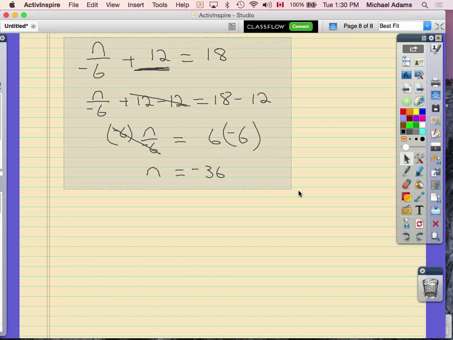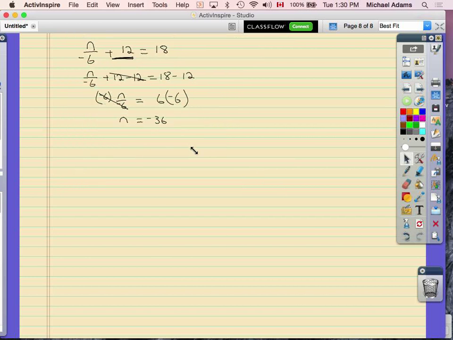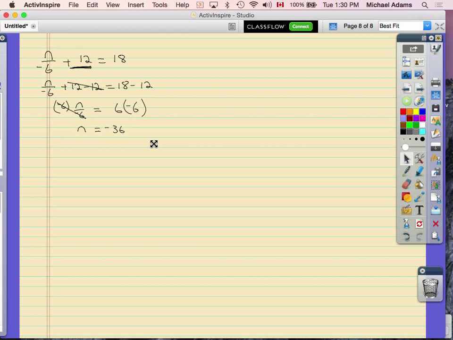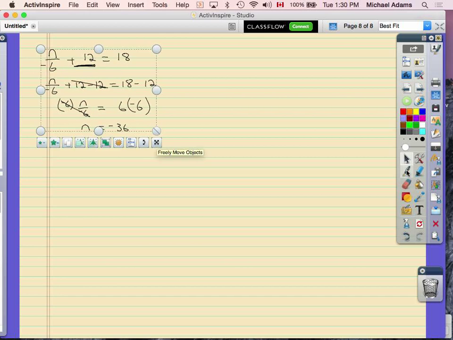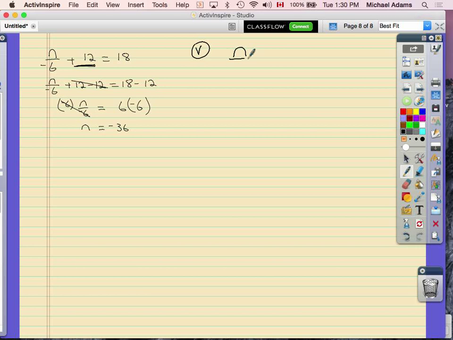As we always do this, we just simply have to verify our answer. So we said that n was equal to negative 36. Let's double check. Do a verify. Remember how to do a verify. We write out the equation again. N over negative 6 plus 12 equal to 18. Line under the equal sign. Substitute this value, which is negative 36 for n. Divide that by negative 6, add a 12.